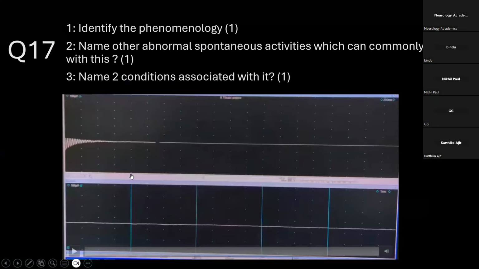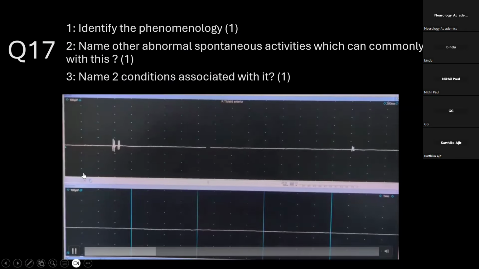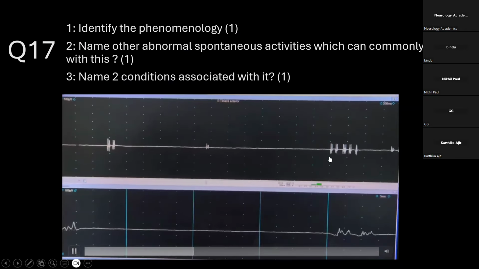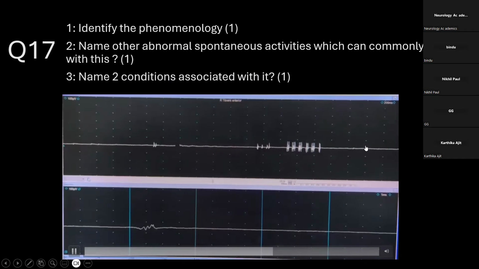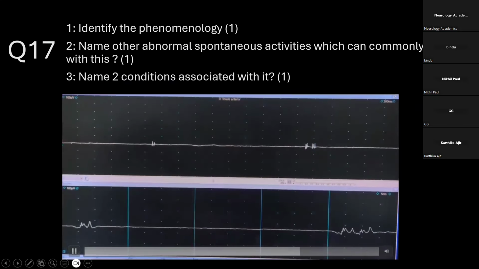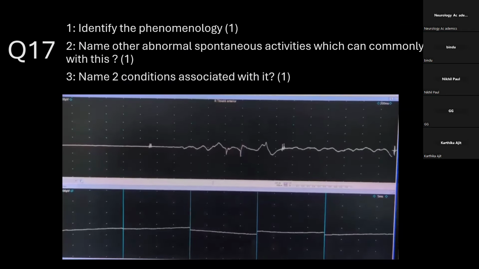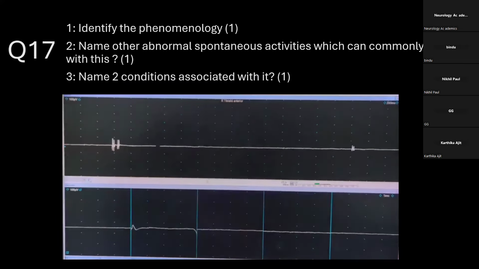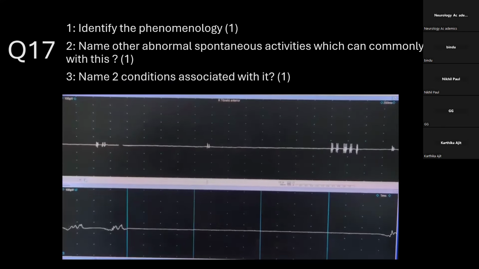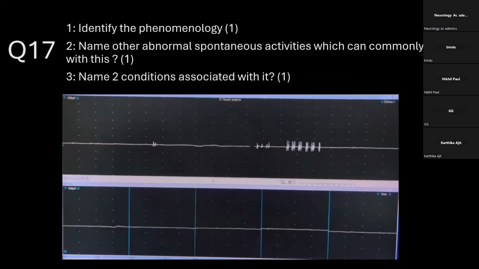Next question was to identify the phenomenon in this video. Here we can see the discharges, doublet discharges, and then triplet discharges, multiplet discharges. This is actually myotonic. You are seeing doublet discharges, but you are also seeing myotonic discharges. Can we play the sound? You can hear the marching sound. So that was the myotonic discharge.